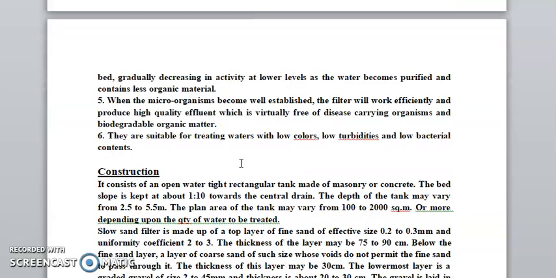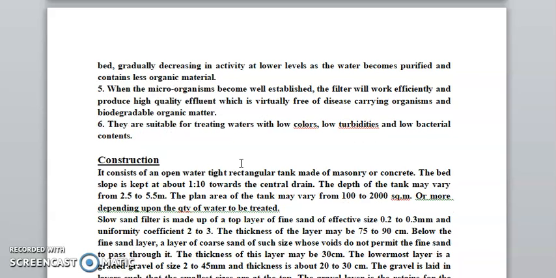Construction. It consists of an open, watertight rectangular tank of masonry or concrete. The bed is sloped 1 in 10 toward the central drain. The depth of the tank varies from 2.5 to 5.5 meters. The plan area is 100 to 200 square meters, one or more units depending upon the quantity of water.